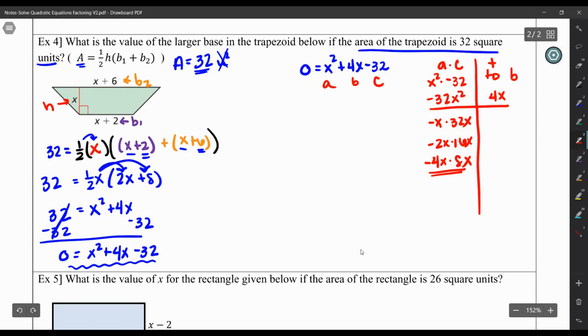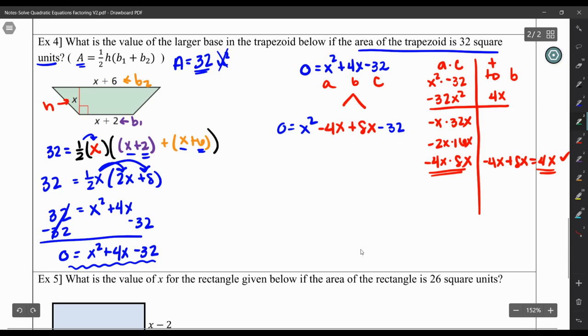Hopefully you should have stopped at negative 4x and 8x, because if you add those together, negative 4x plus 8x, there's the 4x that we need. So these are the two numbers we're going to use to split apart b. So now we've got 0 equals x squared, 4x gets split apart into a negative 4x plus an 8x, and then you still have minus 32.